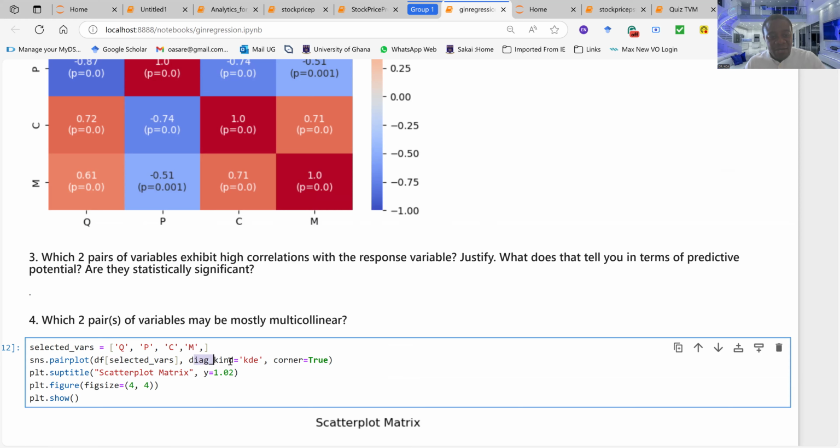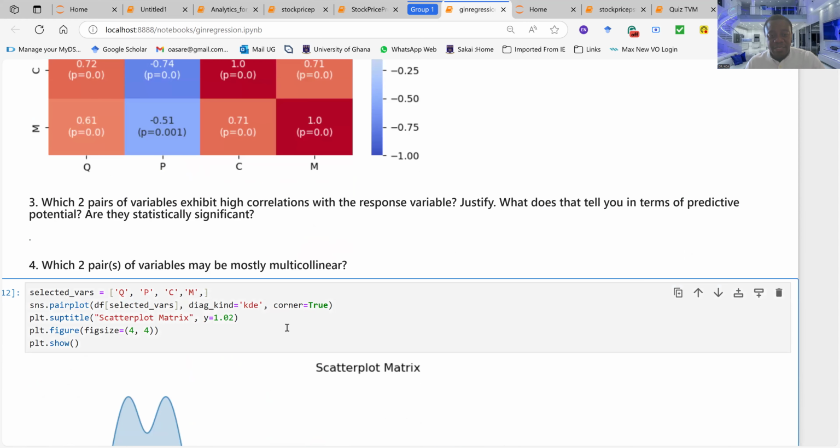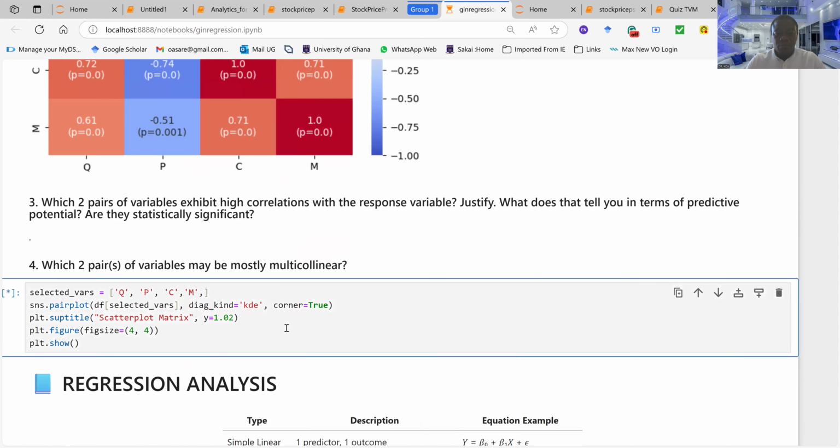You can see that on the diagonal, I want the kernel density estimate, the kernel density graph, to be in the diagonal. I can change it to any other. I can use histogram. And then I've indicated that I want the corner point to show. So look at it, I want the corner point to be true, which means I want the corner to show. Now let me run that. And you see that the corner point should show.